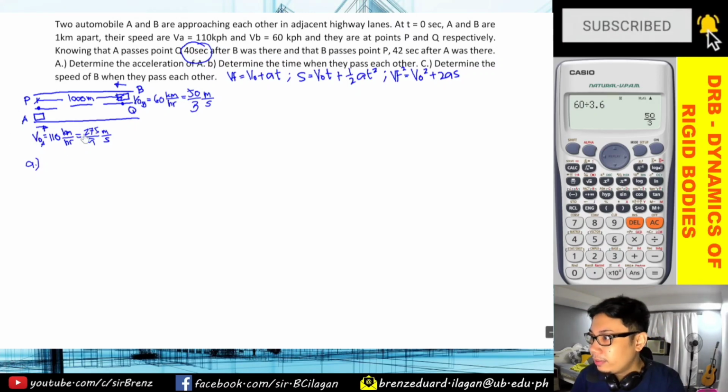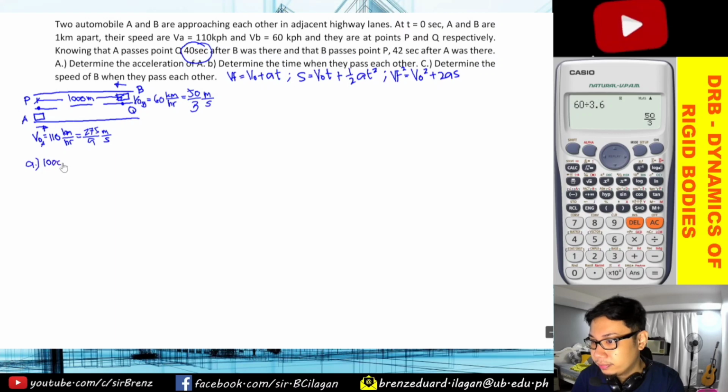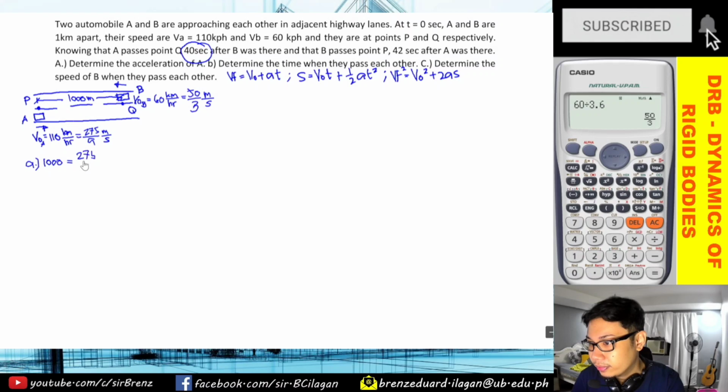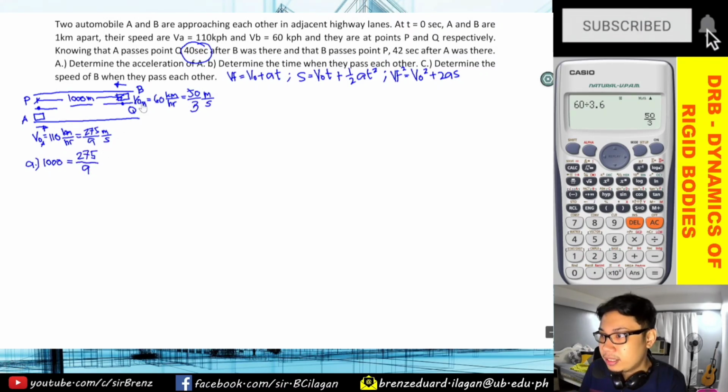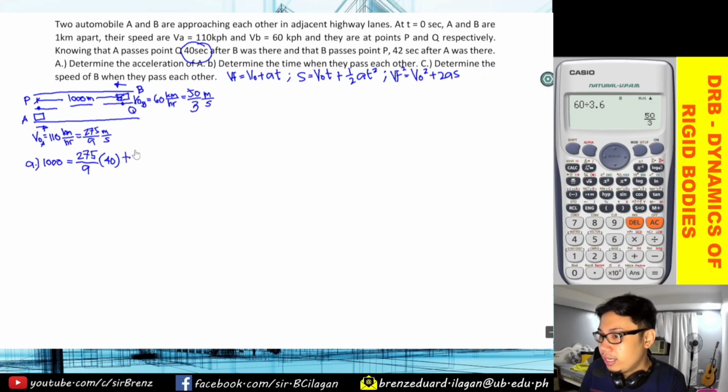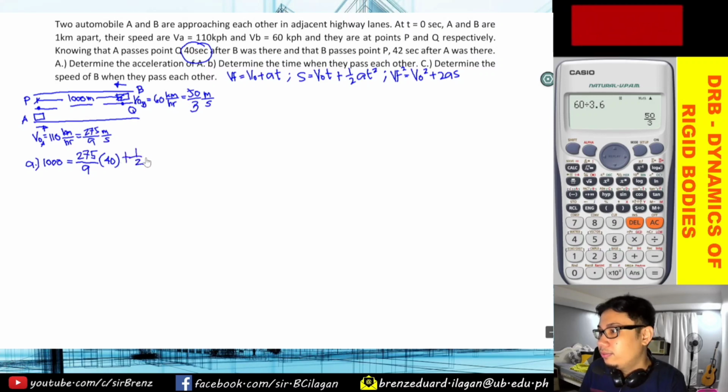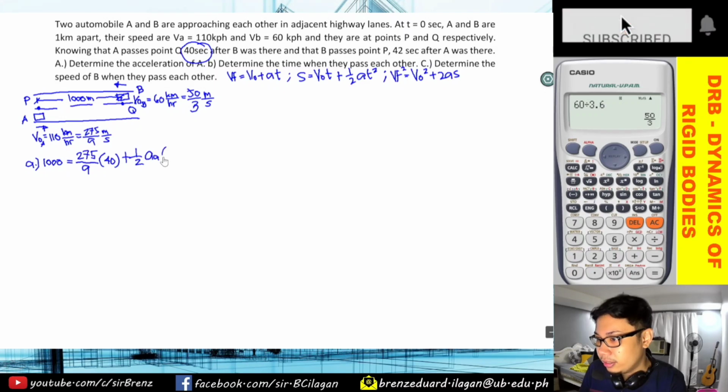So, alin yung gagamitin natin equation? So, yung second equation, ano? So, S sub A, o yung distance nila, so that is 1,000, is equals to the initial velocity na 275 over 9 multiply by the time. So, again, it passes point Q 40 seconds after the car B was there. And then plus 1/2 of A, so acceleration ni car A, times t squared. So, from that, makukuha natin yung acceleration ni car A.